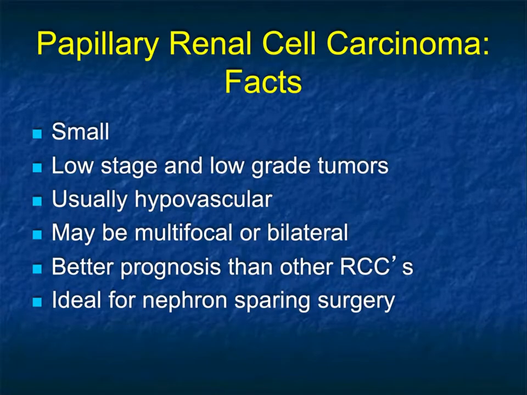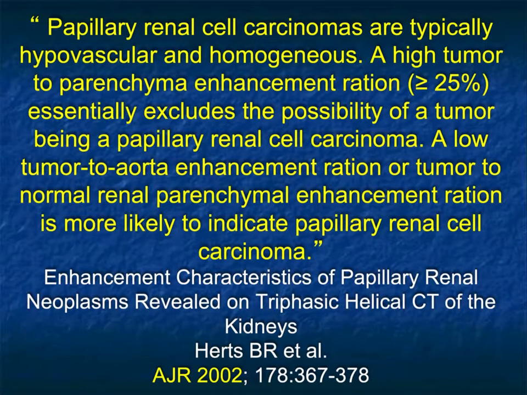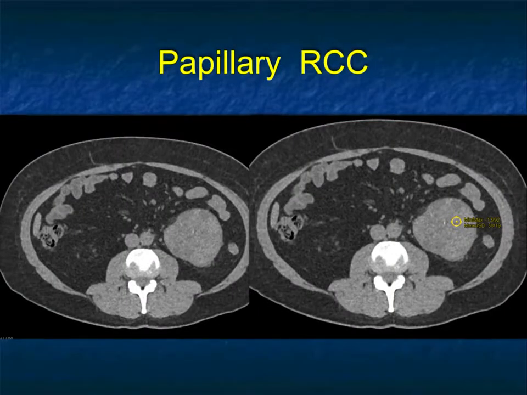Now, I mentioned papillaries are typically smaller. The lower grade tumors can be multifocal or bilateral, but they're ideal for nephron-sparing surgery, and in the right patient, they're ideal to simply follow. One of the things about papillary renal cell carcinomas is that their attenuation value is surely under 90, though I have seen a couple which are hypervascular. So the rules don't always hold true, but they're pretty consistent.